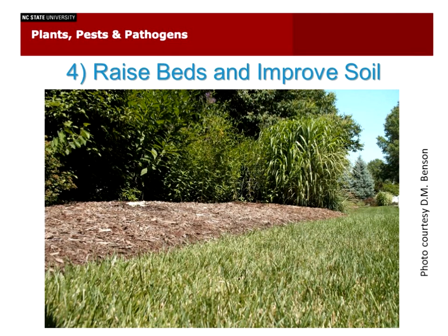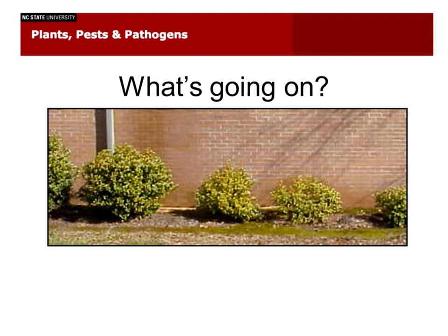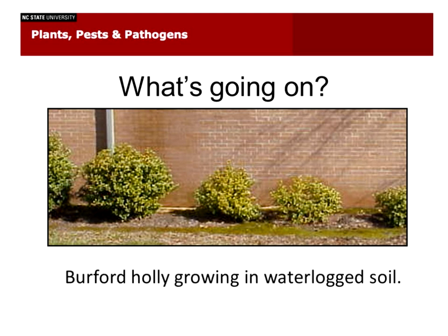Fourth point of IPM for woody ornamentals is to raise your beds and improve your soil. So here's an example of a raised bed nicely mulched next to a lawn area. And, I'll get back to that point in a moment. Here's a case, I know I didn't use my better picture because it wasn't woody. Here's a classic situation of some Burford hollies, which are pretty much bulletproof when it comes to pests and diseases, but because of the drainage here, the soil is waterlogged in part of the landscape next to this building, and that's the reason the plants there were not thriving, probably having something to do with this downspout.